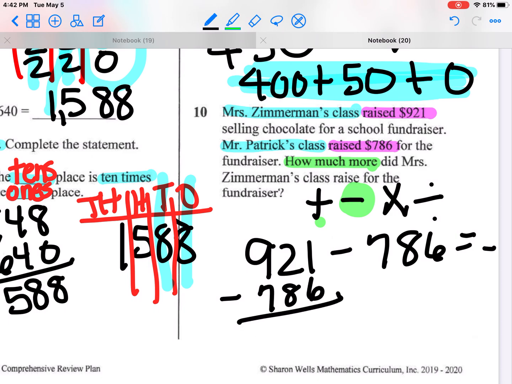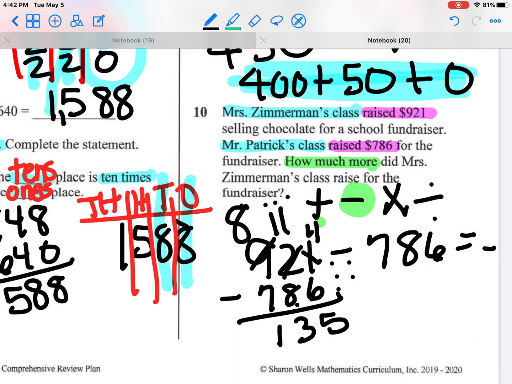I cannot take 6 from 1. Let me regroup. This becomes an 11. 6, 7, 8, 9, 10, 11. That's 5. I cannot take 8 from 1, so this becomes an 8. This becomes an 11. 8, 9, 10, 11. That's 3. 8 minus 7 is 1. I know that Mr. Zimmerman's class raised $135 more.